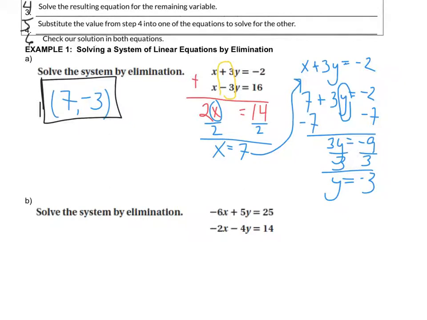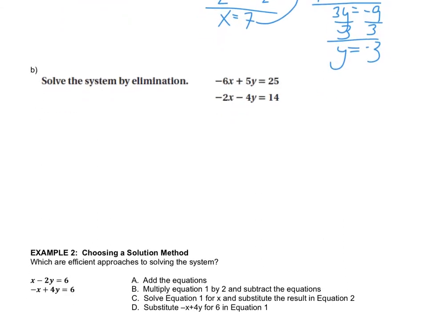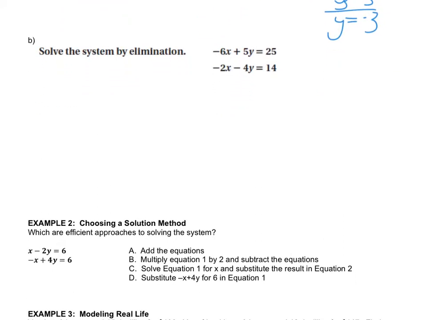So that was an easy one because there were several different things that were already set up for us. Let's look at the next one. So on this next one, let's look through our steps. Are we lined up nicely? We're lined up pretty nicely. I don't really need to do anything to worry about this one.